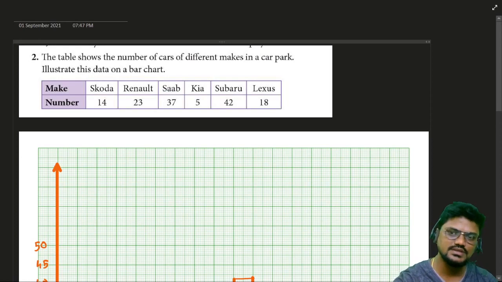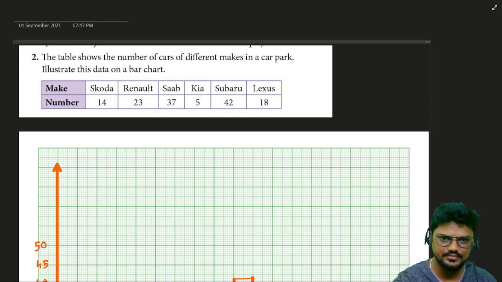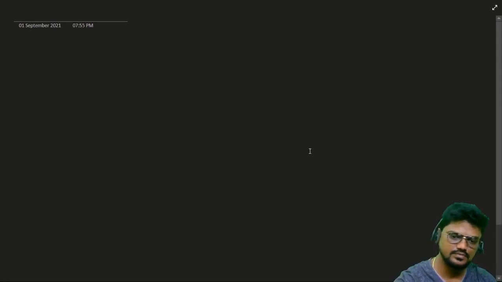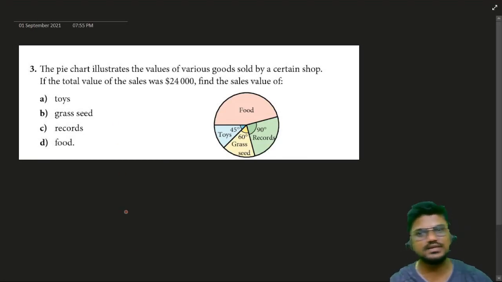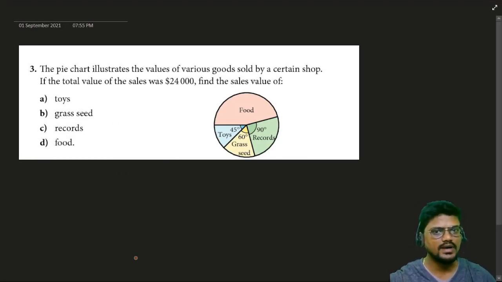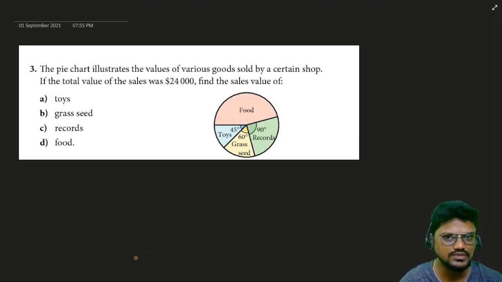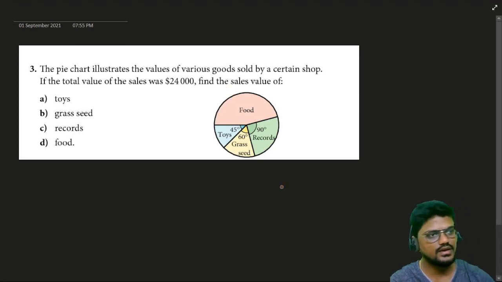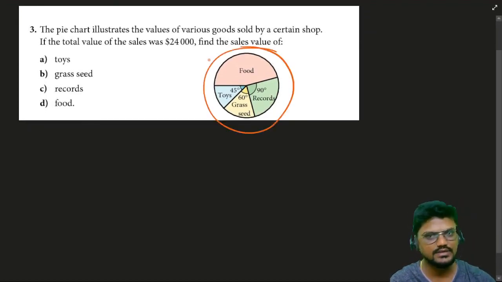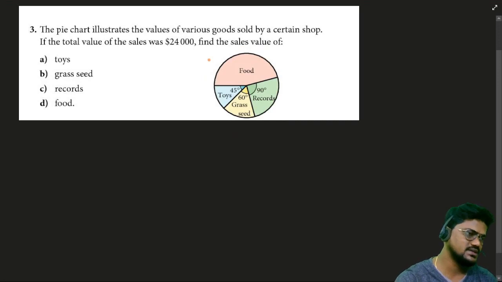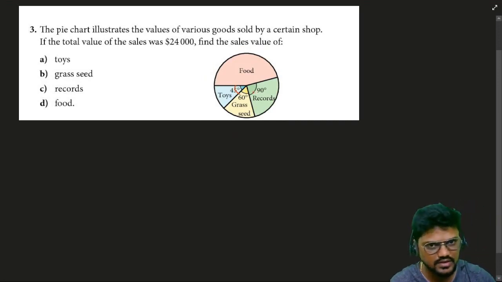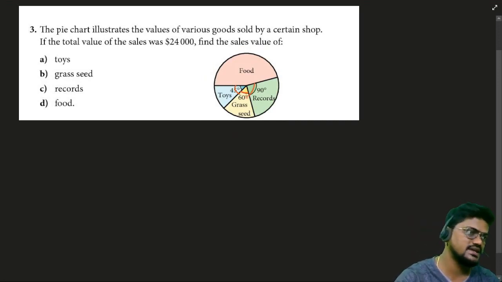Now the next one is the pie chart. The pie chart illustrates the values of various goods sold by a certain shop. If the total value of the sales was $24,000, find the sales value. Now over here they have given a pie chart with degrees. What is the total number of degrees in a circle? 360, right? That is the total.